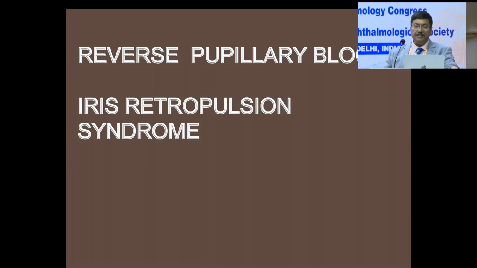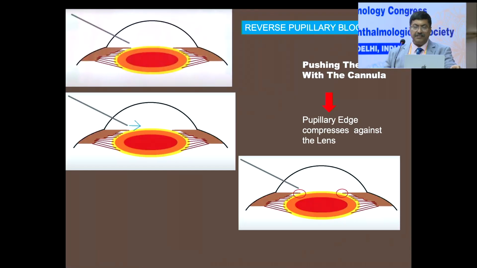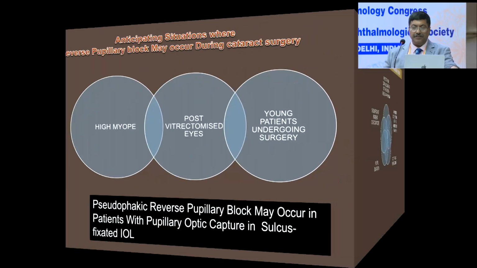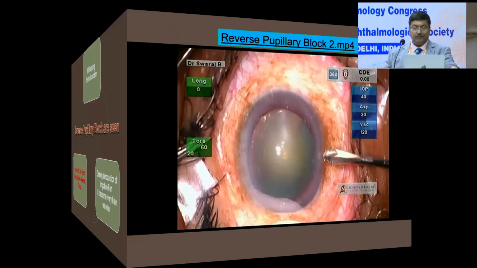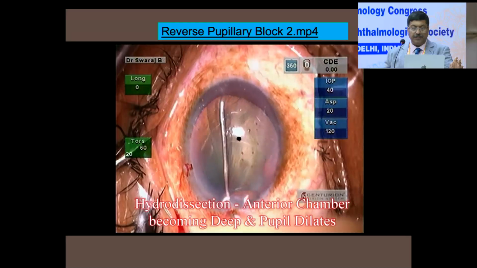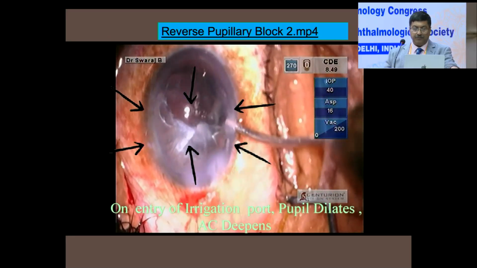And one more condition is the reverse pupillary block or iris retropulsion syndrome. Here in this case also, I'm just showing a small video, that's all, I'm finishing it. See, while doing hydrodissection, the anterior chamber becomes deep and the pupil dilates. Once you touch it, it comes back to the normal position.